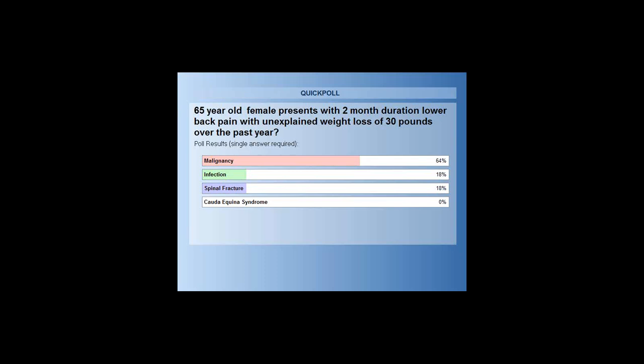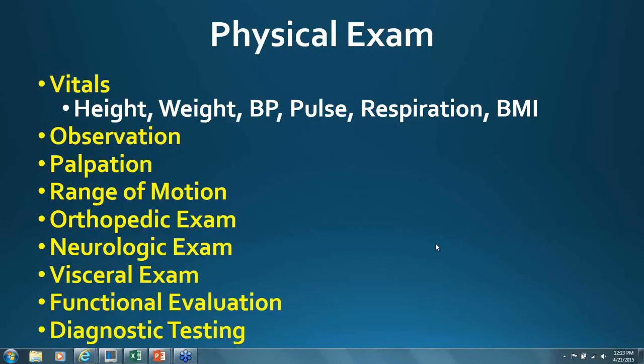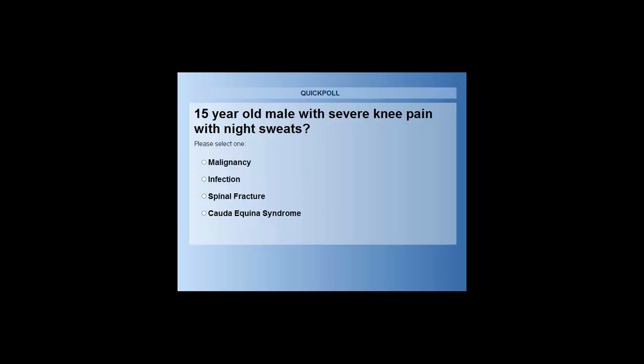Okay, we're going to share the results here first to the first question. 64% said malignancy, 18% infection, 18% spinal fracture. Okay, we'll go over those when we're done with all the questions. Okay, the next question is a 15-year-old male with severe knee pain with night sweats. What are you thinking? So go ahead and answer the question for this.